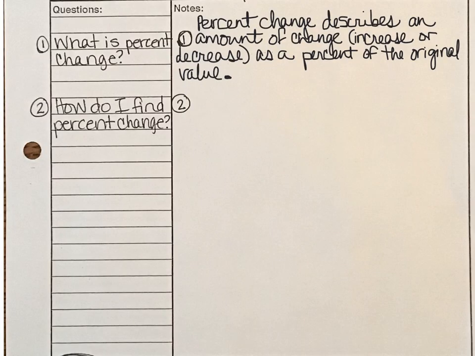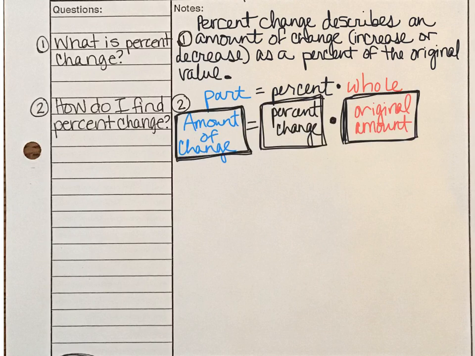Question 2. How do I find percent change? Well, we're going to go back to our equation that says part equals percent times whole. Now we're going to modify it slightly to account for the part and the whole being slightly different in terms of how they're identified in a problem that involves percent change. In order to find a percent change, we need to know how much the amount has changed, and then we need to know what the original amount is.